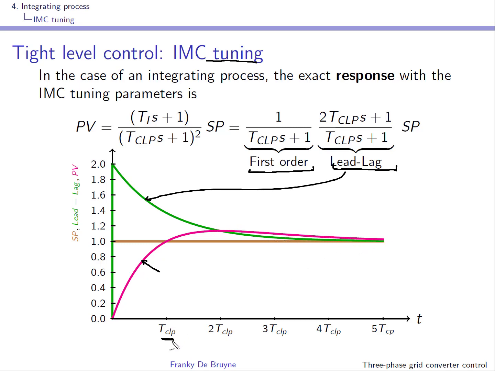Of course, there's something that is not shown over here. It's the quantity MV, the manipulated value. If you choose TCLP too small, this will of course have an influence on the manipulated value, in the sense that your controller is going to react too aggressively. So this has to be chosen with care.